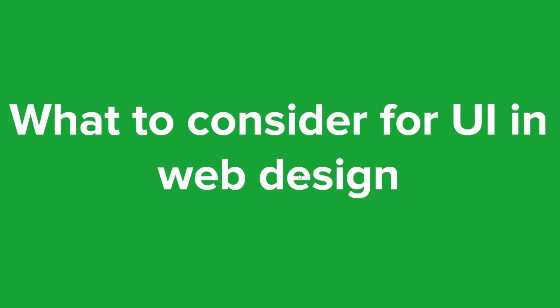What to consider whenever you are designing the UI in web design? The first thing to consider is the consistency. So maintaining consistency in design elements like color schemes, typography, and layout can make a website feel more polished and more professional as well. It helps users quickly understand how to navigate the website and find the information that they need.